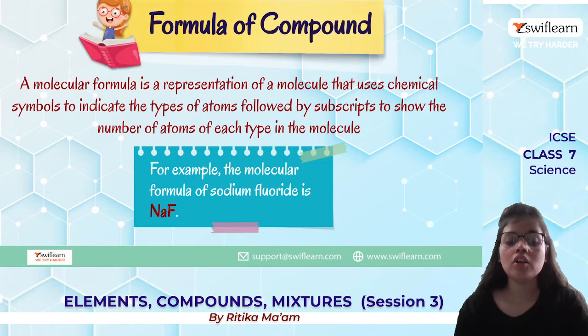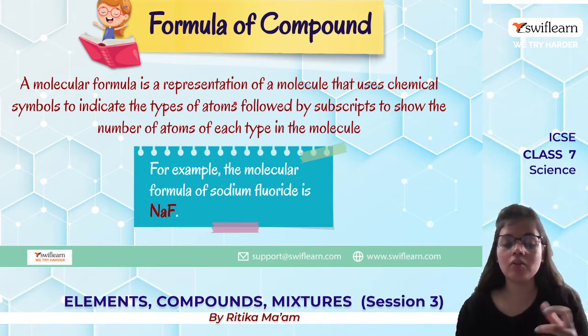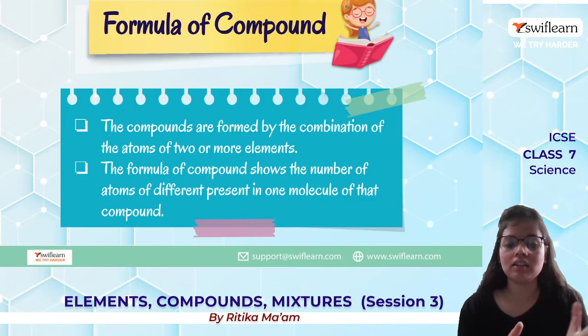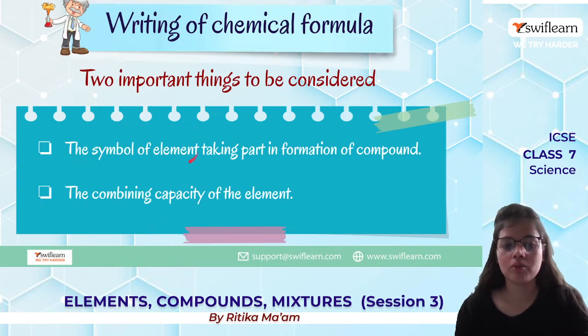So the molecular formula is a representation of a molecule that uses chemical symbols to indicate what type of atom, followed by subscripts to show the number of atoms of each type. Now we will be learning how this happens by learning certain rules. Compounds are formed by a combination of atoms of two or more elements, and the formula of a compound shows the number of different atoms present in one molecule.